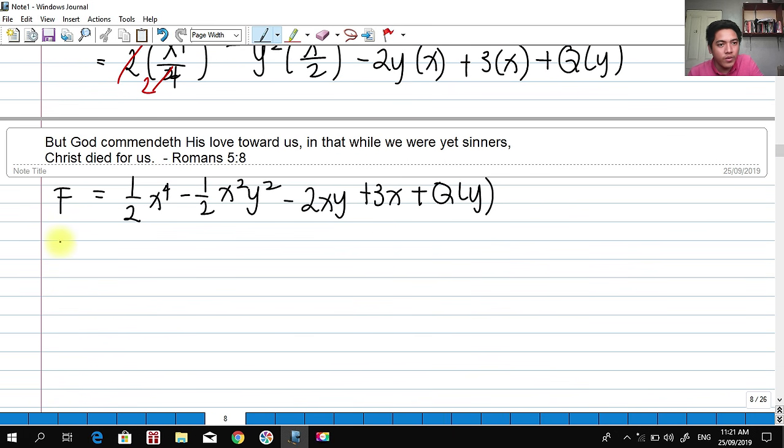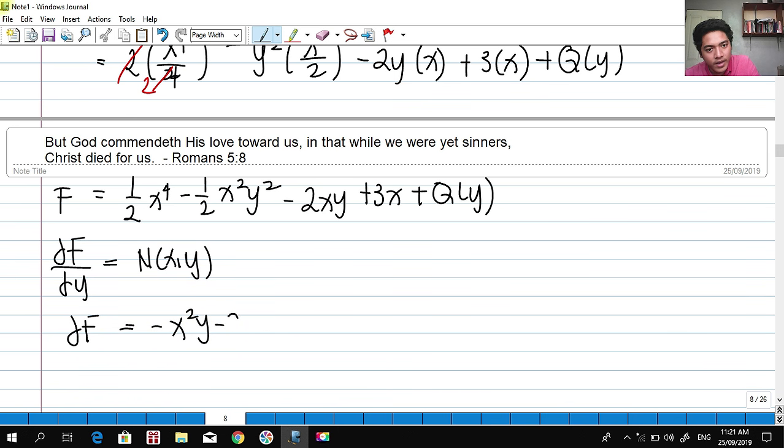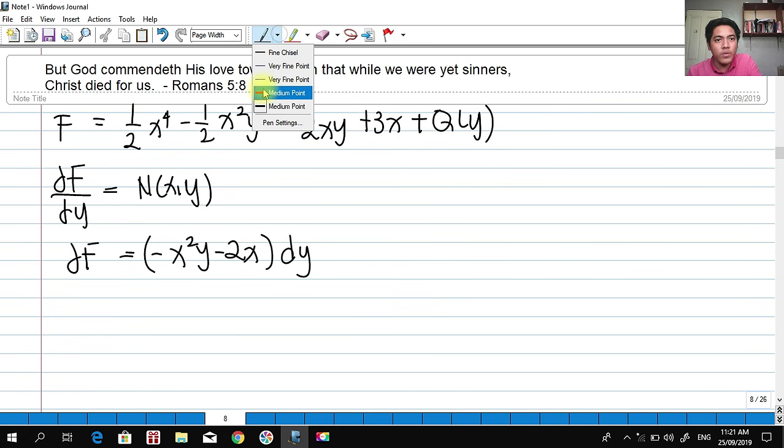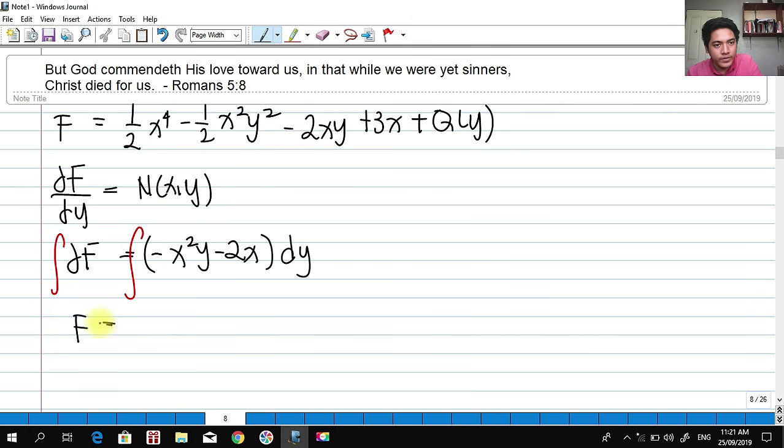How about the second f? So partial of f with respect to y is equal to the N in terms of x and y. So partial of f, N of xy is, don't forget the negative, negative x squared y minus 2x. And of course, this is multiplied by dy because I cross multiplied dy here. So if I'm going to get, again, the integral of both sides of our equation, we shall be getting f is equal to the integral of negative x squared y dy minus the integral of 2x dy.